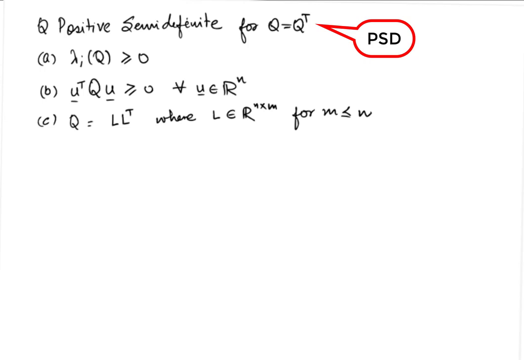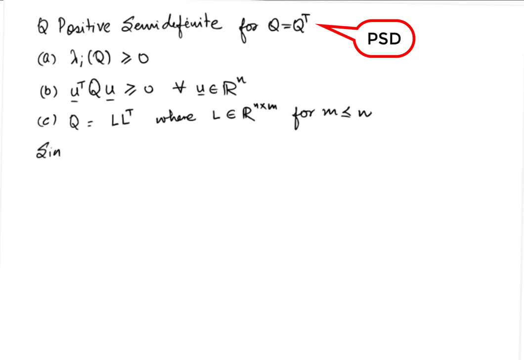If you have not seen this property before, you can pause the video and try to show that the third property follows directly from the second property. We remark that in the same way, one could say that Q is positive definite if its eigenvalues are strictly positive. A positive definite matrix is full rank and invertible. Please take a moment to derive the other two properties for positive definite matrices.